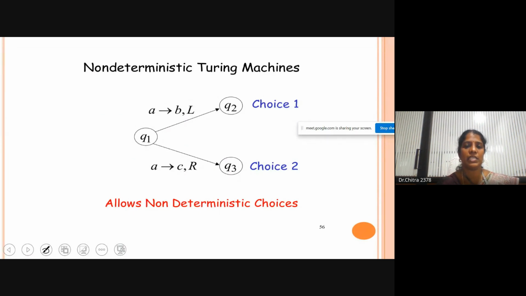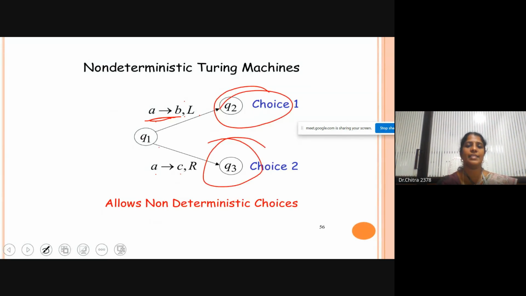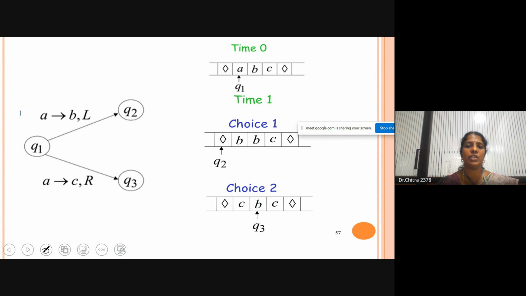For example, consider q1 comma a. Either it may follow this one: A is converted into B and it moves left, or A is converted into C and it moves right. Two possibilities are there. It may select the first choice or the second choice. Hence, this is called the non-deterministic Turing machine.